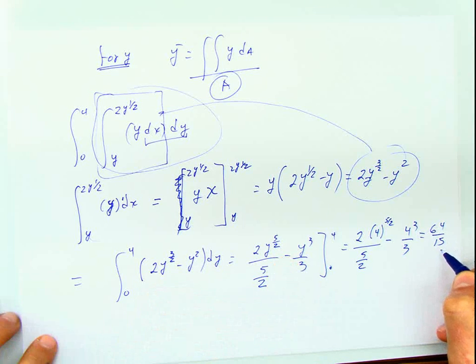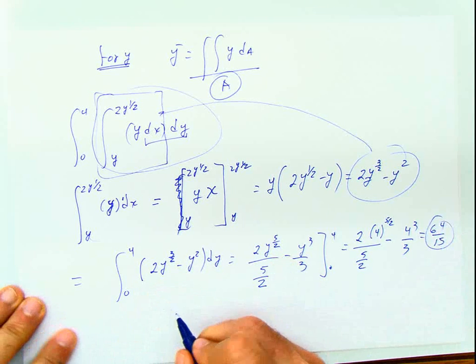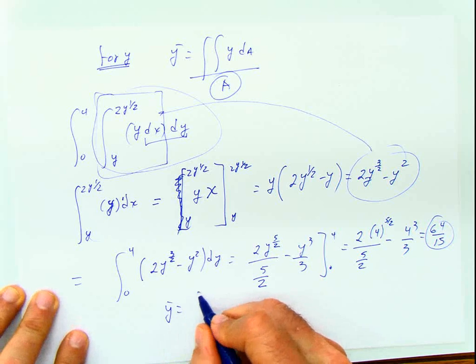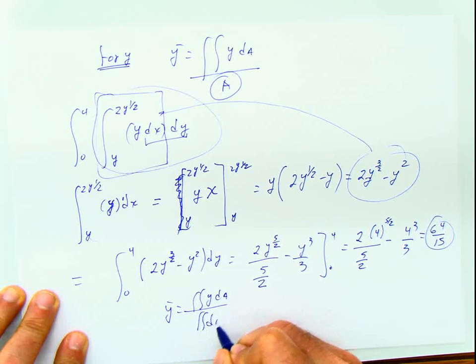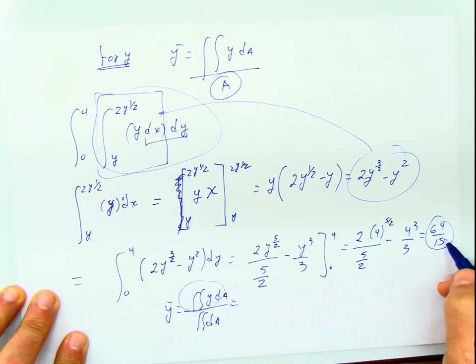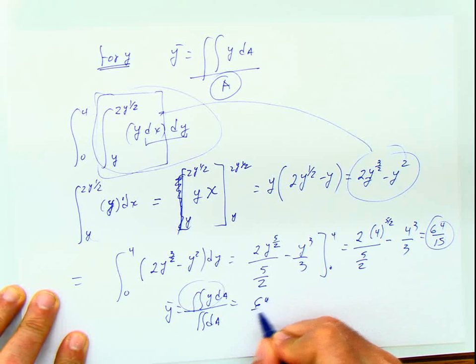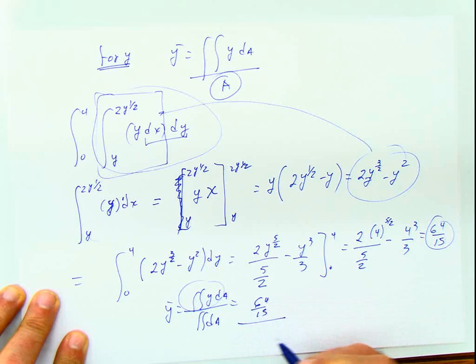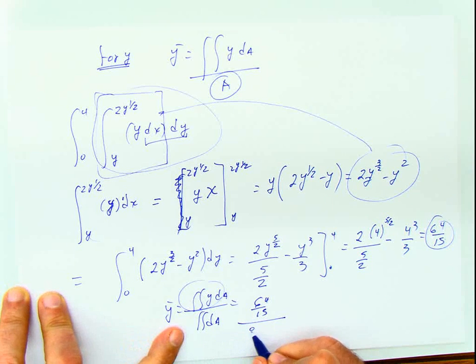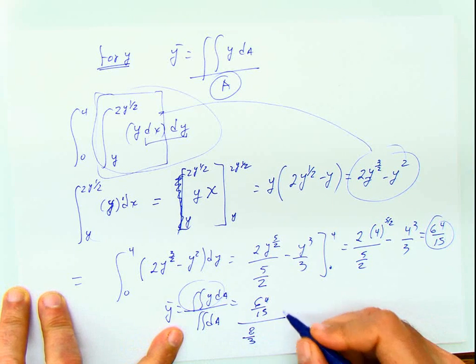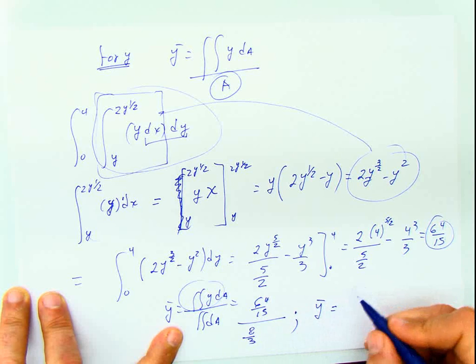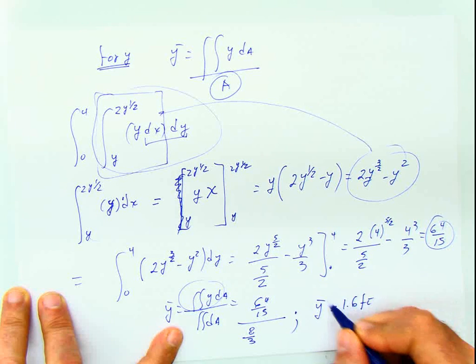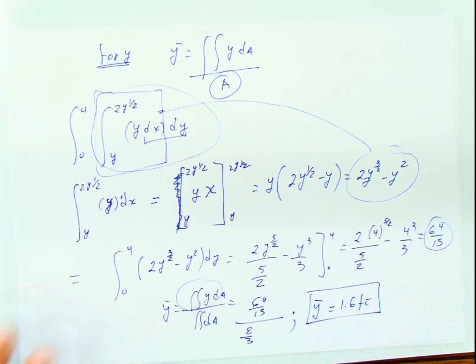64/15. And remember, my y bar is going to be the double integral of y dA divided by the double integral of dA. This part is this one, 64/15, and the area we calculated before, and it was 1/3. When you do this division, then we get that y bar is equal to 1.6 feet, which is the same result that we got before.